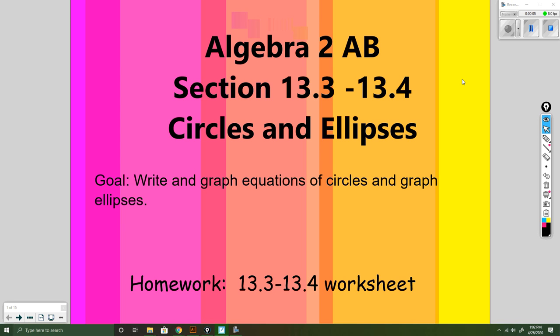Today we're going to talk about circles and ellipses, which is section 13.3 and 13.4. Our goal is to write and graph equations of circles and also to graph ellipses. Alright, so let's get started.